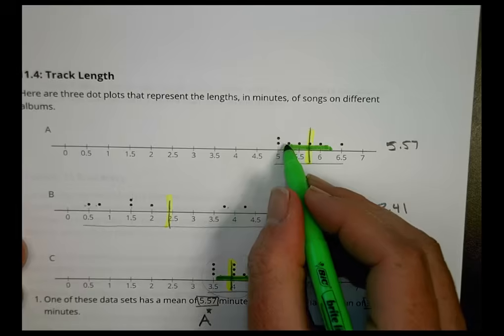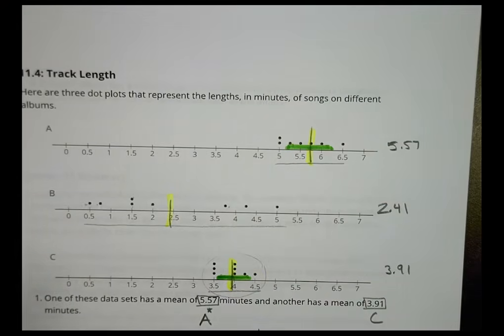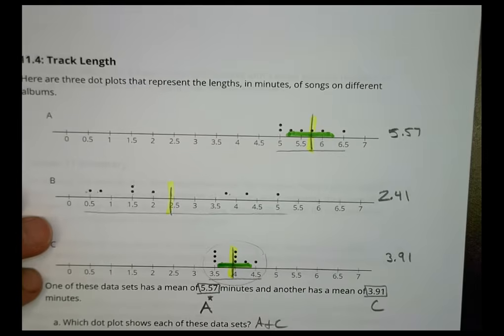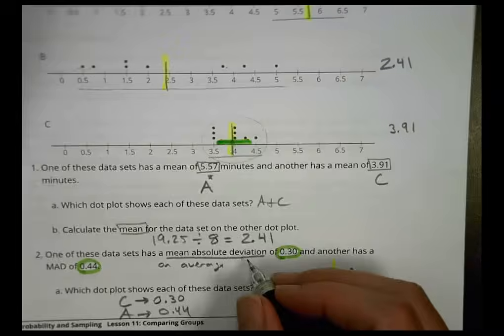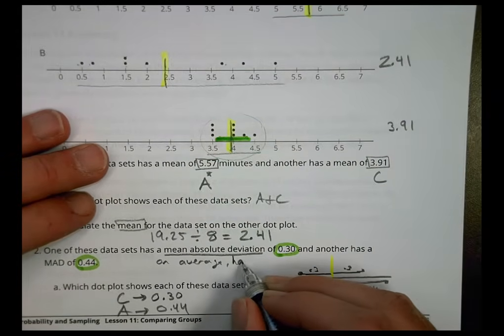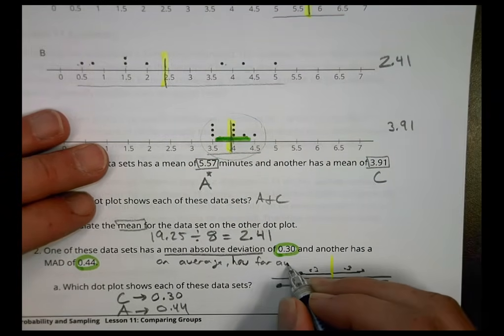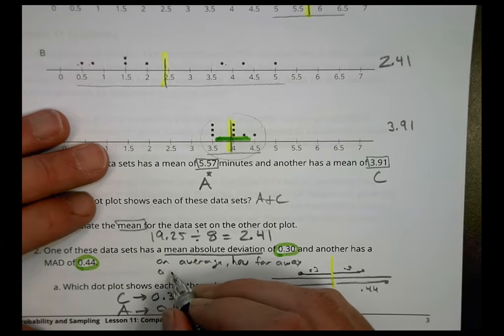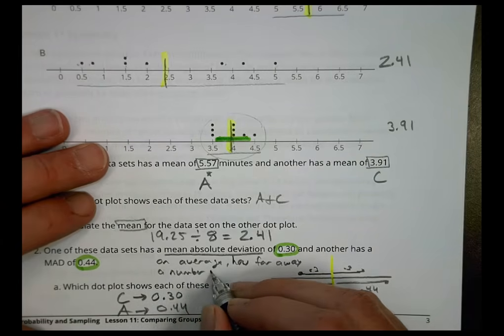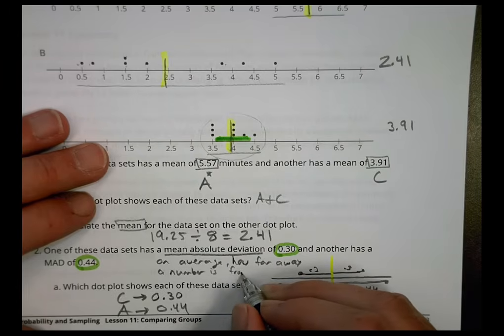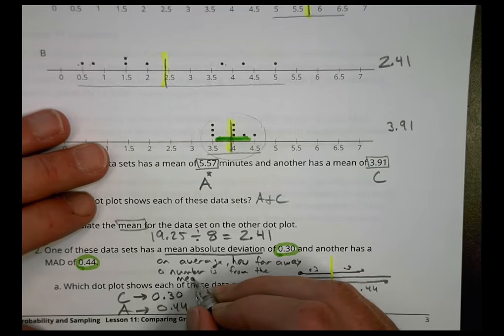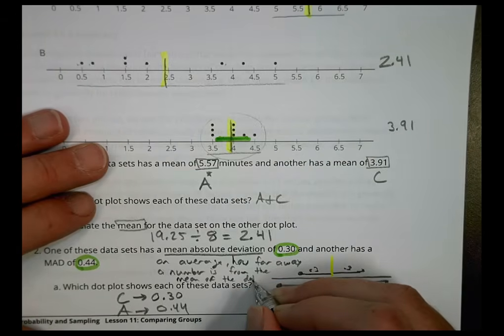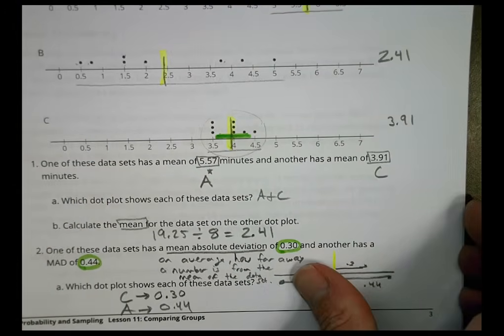Okay. So knowing that's the case, again, the mean absolute deviation is, on average, how far away a number is from the mean of the data set. So on average, how far away it is. So the next question it asks you, of course, is calculate the MAD for B.